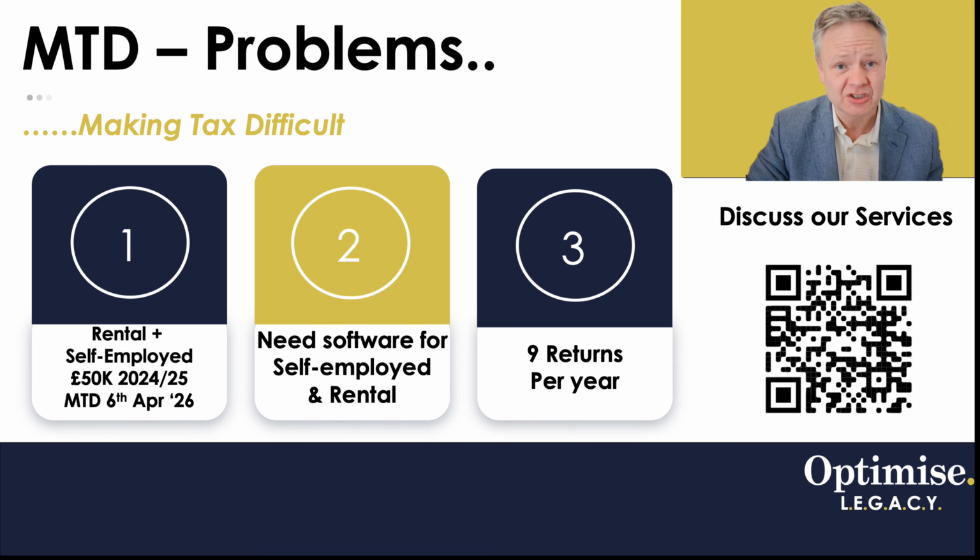Finally, you may need to do 9 returns. If you are someone who's got rental property income, you'll have 5 returns. If you're self-employed, you'll have 5 returns. But what if you have both rental plus self-employment activity? Well, now you have 9 returns to do. Wow, a lot more administration.